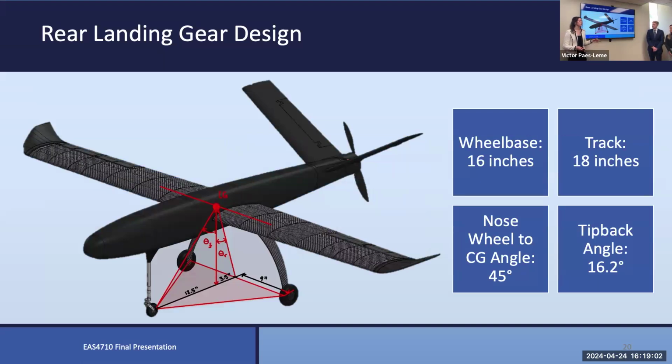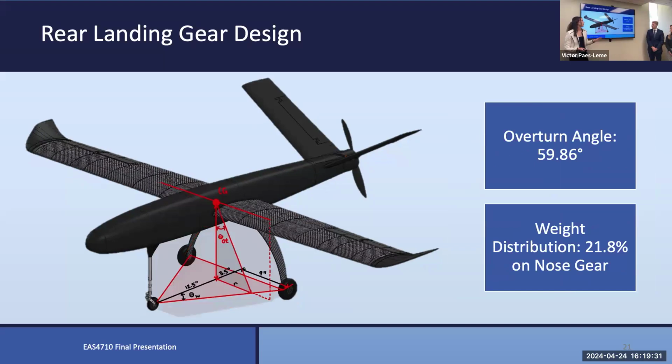A bit more on the actual design of the rear landing gear. The wheelbase and track are two very significant numbers. The wheelbase was 16 and the track 18 inches. The nose to wheel angle was 45 degrees, which is greater than the minimum recommended angle of 40. And the tip back angle was calculated to be 16.2 degrees. This tip back angle means that when our plane is coming in for landing or taking off, we can have an angle of attack of about 16.2 degrees and still have clearance for our prop.